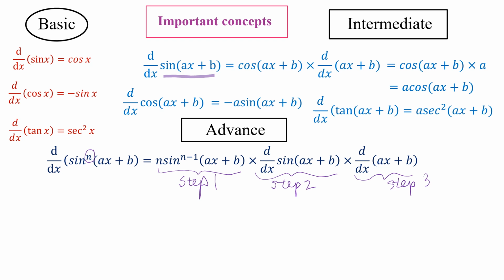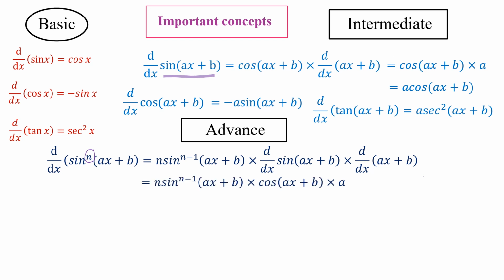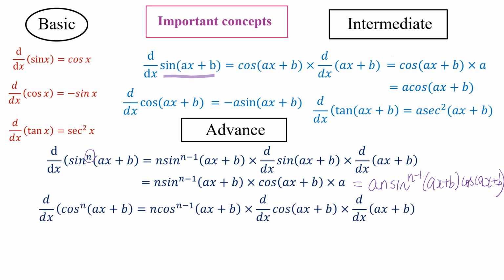So where do all these three steps lead us to? Step 2 will give us cosine ax plus b. Step 3 will give us a. So you can rearrange it to give you a n sine to the power n minus 1 bracket ax plus b, then cos bracket ax plus b.